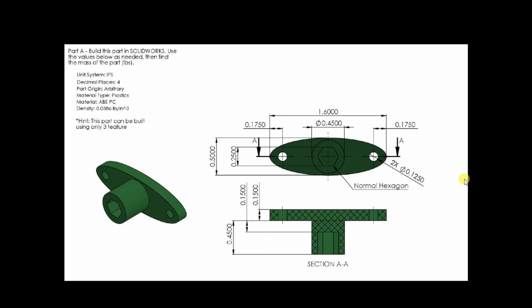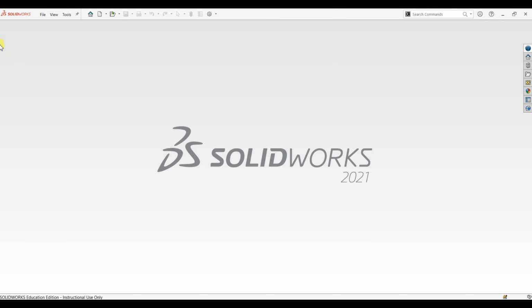In this video, I'll be designing this plastic handle. It is made of ABS PC and the unit system is IPS. We have dimensions here. This is top view and this is front view. This is a sample question for CSWA. So let's go ahead and start the design.